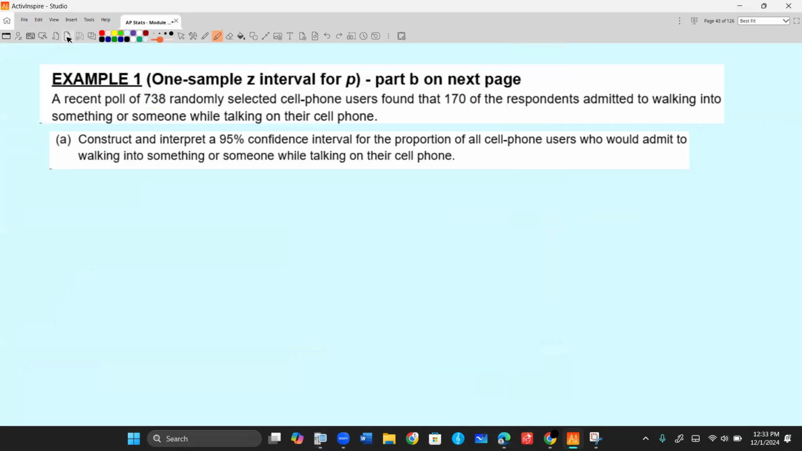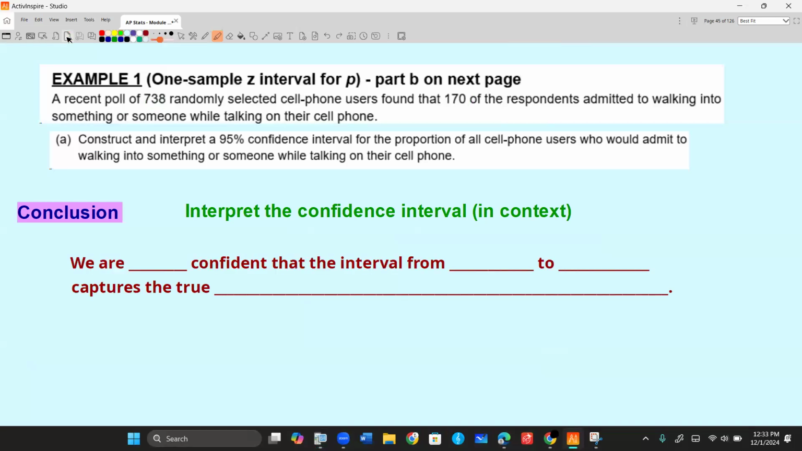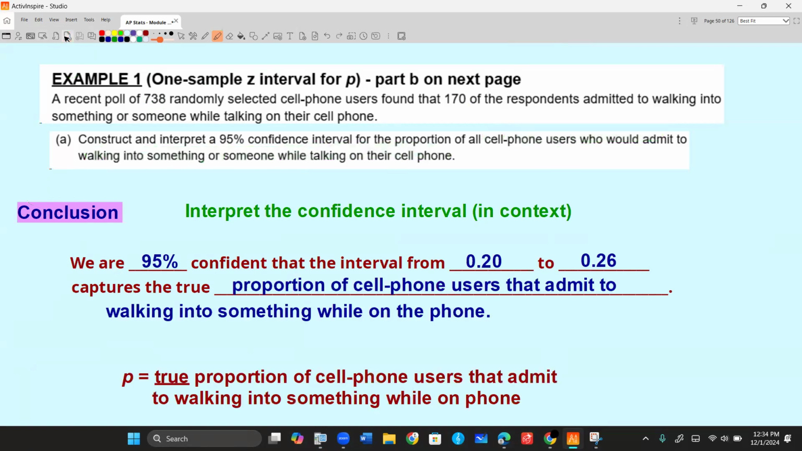And finally, the conclusion. Remember, we have a template for that, so we're always going to interpret the confidence interval in context of the problem. We are blank percent confident that the interval from this to this captures the true parameter in context. So in this case, we have our 95%. Our interval was about 20 to 26%, so 0.2 to 0.26 captures the true proportion of cell phone users who admit to walking into something or someone while talking on the cell phone. We're going to put that context in there, and that's going to be your conclusion.